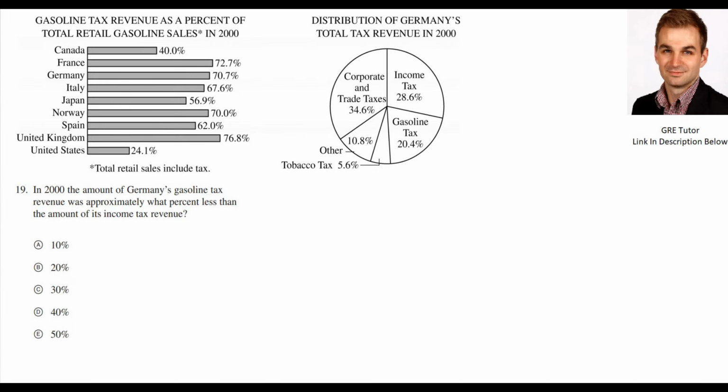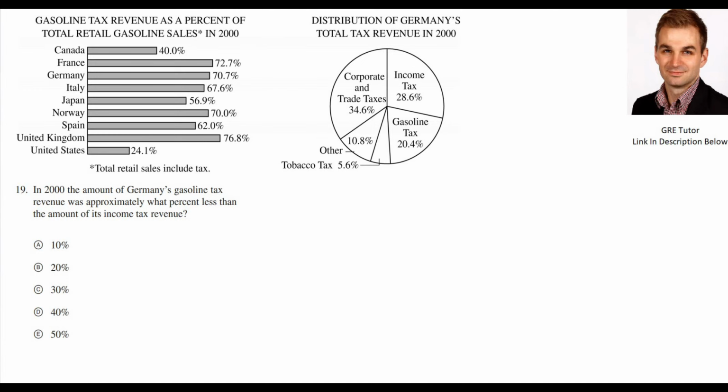Okay, so let's look at this problem. This has information at the top that you can see. You have two different charts. The first one is gasoline tax revenue as a percentage of total retail gasoline sales in 2000. The second one is the distribution of Germany's total tax revenue in 2000. The question says, in 2000, the amount of Germany's gasoline tax revenue was approximately what percent less than the amount of its income tax revenue?